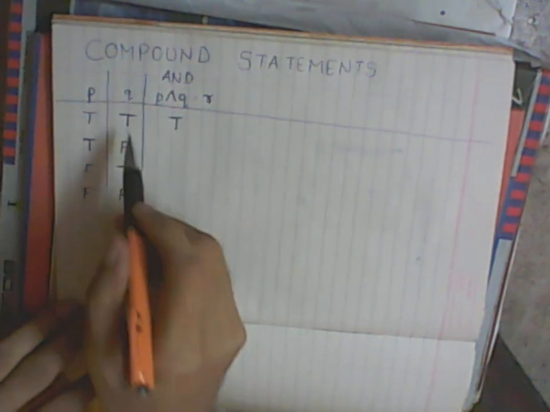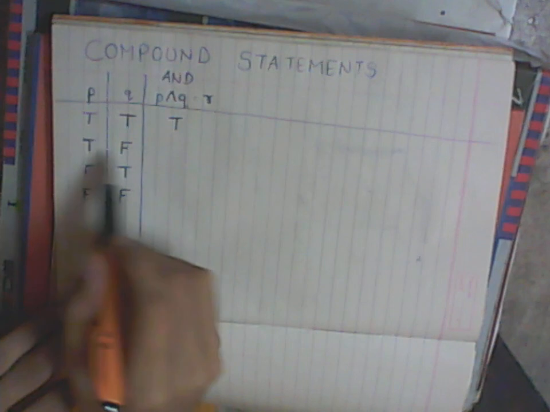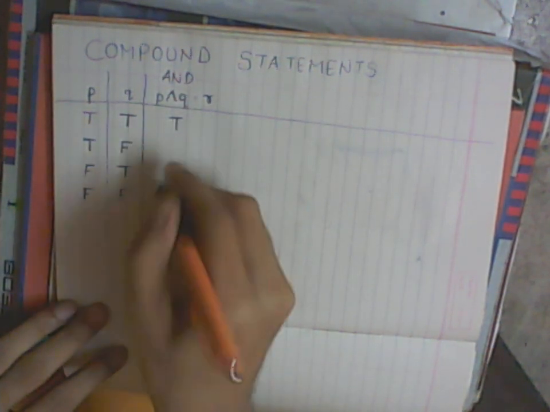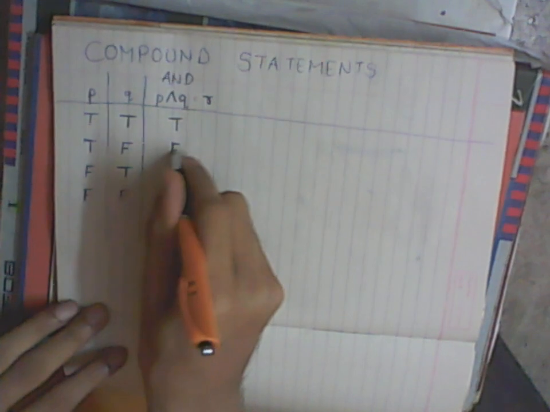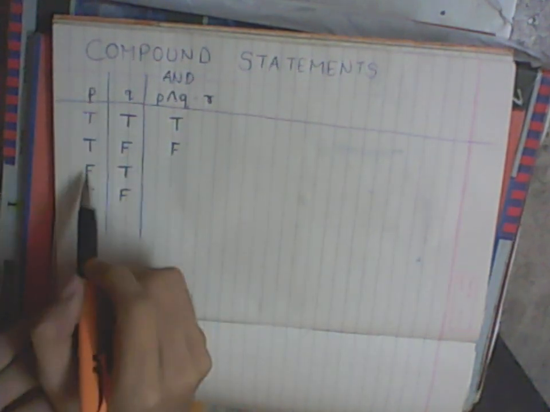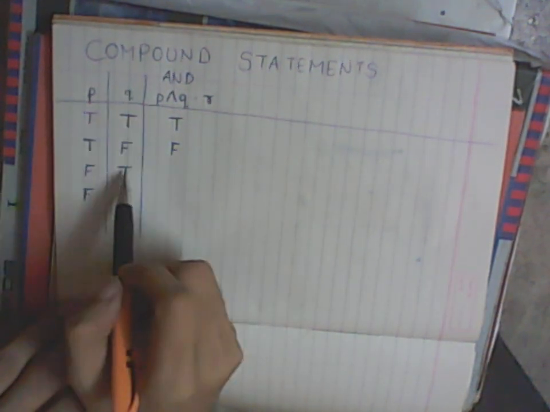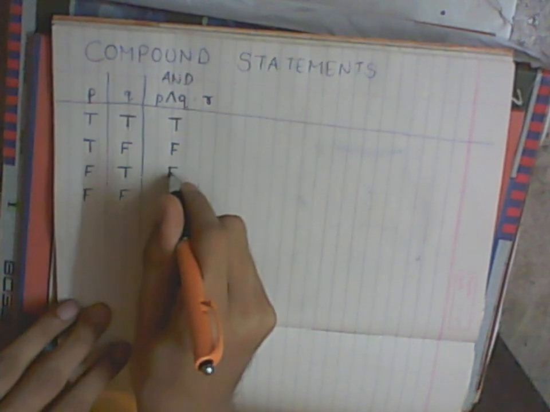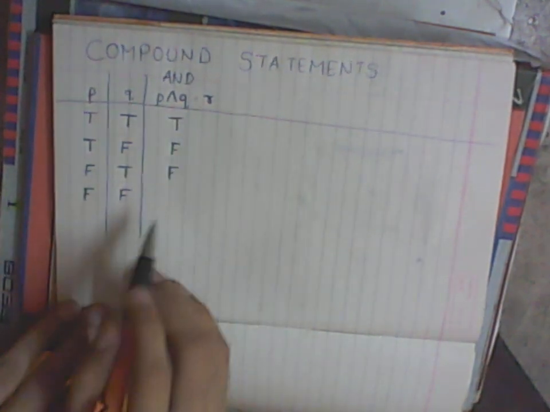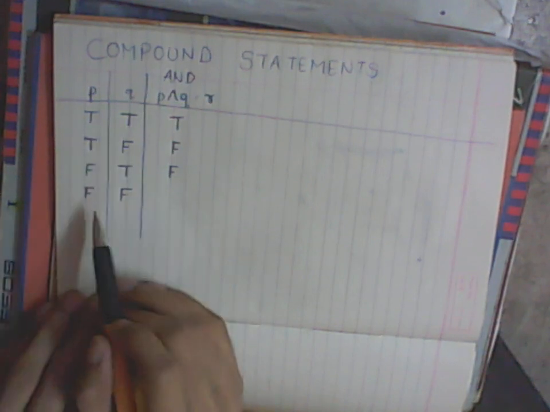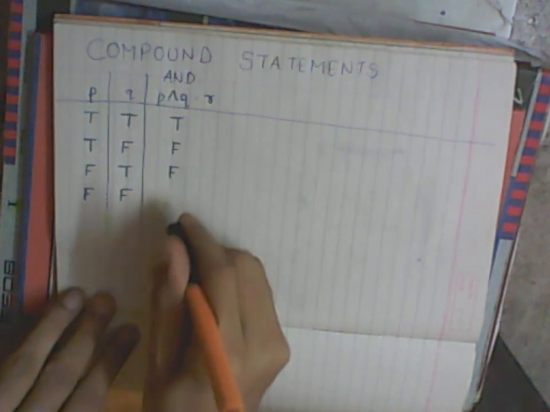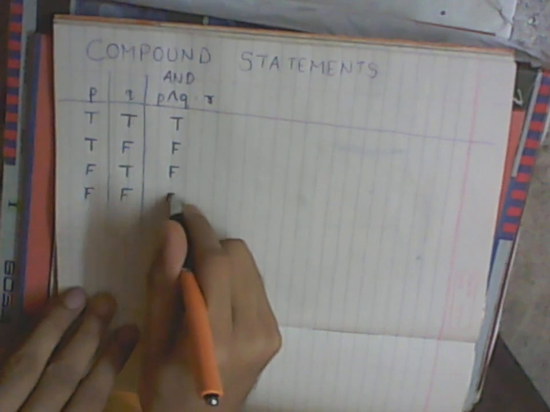So if you have P and Q both true, only then will this statement be true. If you have any one of them false, so in this case Q is false, then this compound statement P and Q will be false. If P is false, even if Q is true, it doesn't matter. The whole compound statement P and Q will become false. And of course, if both the statements are false, P and Q gives you false.